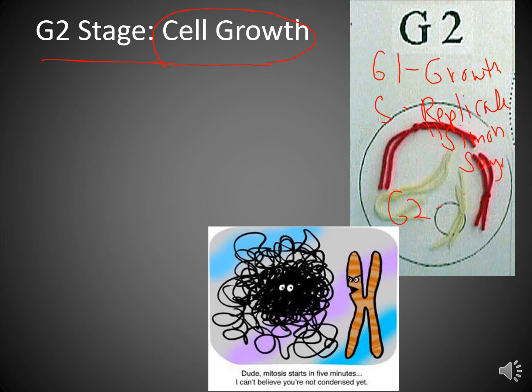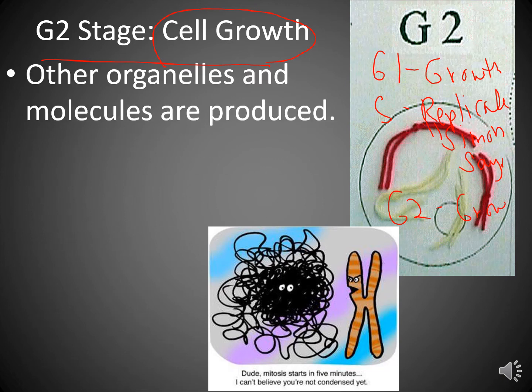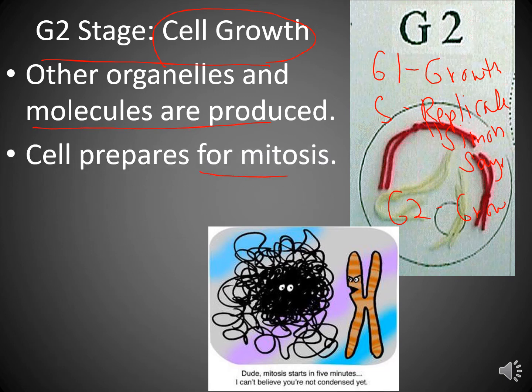G2, we grow some more. But now, remember what was the next step? Mitosis. So now we have the molecules produced, but it also prepares us for mitosis. Because when you have a baby, you want to prep them for life, right? So they went through the stages of crying. They then went through the stages of growing and copying. But eventually it's time for them to do things on their own.